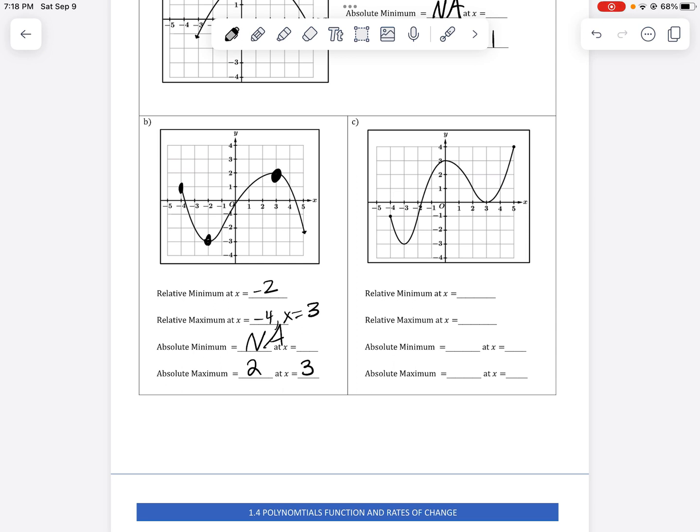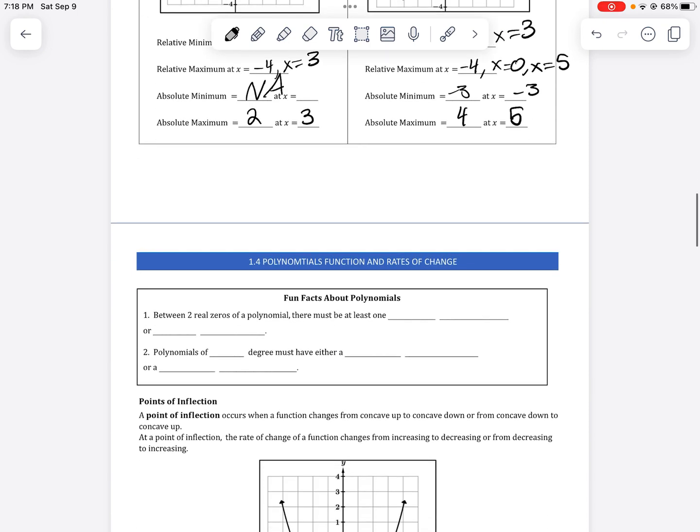So again, relative minimums, where are our low points? Well, there's 2 low points. So x equals -3 and x equals 3. And what about some maximums? Well, this is a high point, and a high point. So there's 3 of these, at x equals -4, x equals 0, and x equals 5. But our absolute minimum right here is at -3 at x equals -3. And our absolute max is this top one here at a height of 4 at x equals 5.